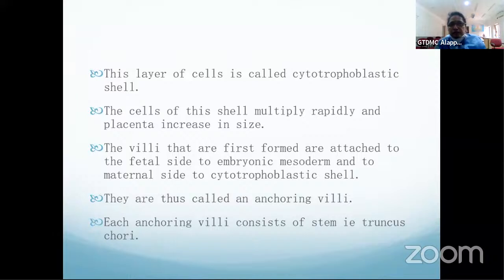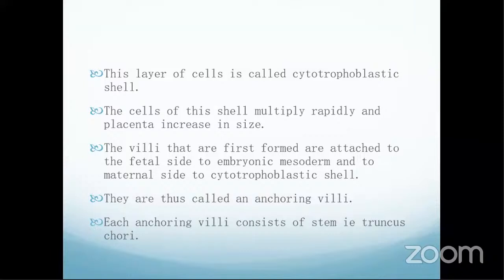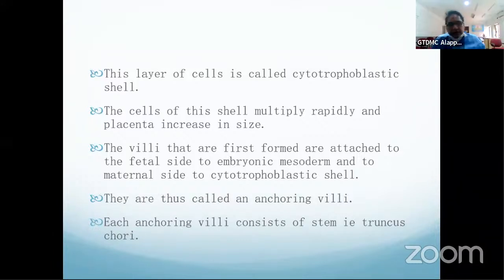So the villi that are first formed are attached on the fetal side to the embryonic mesoderm and on the maternal side to cytotrophoblastic cells. Can you imagine that? Cytotrophoblastic cells grow through the syncytium, attach to the decidua, and form a layer outside the syncytium. Now the syncytium doesn't have contact with the decidua. The cytotrophoblastic shell comes in contact with the decidua all around. They are thus called the anchoring villi.